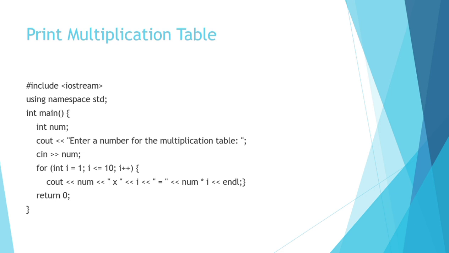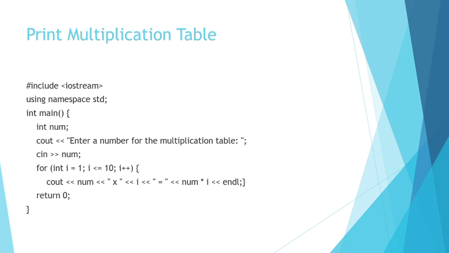The loop starts with i initialized to 1. This will be the first multiplier. The loop will run as long as i is less than or equal to 10. This ensures that the loop will print the multiplication table for numbers from 1 to 10. After each iteration, i is incremented by 1. This means the multiplier will increase from 1 to 10 in each iteration.